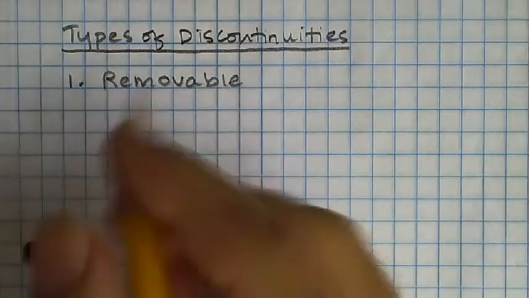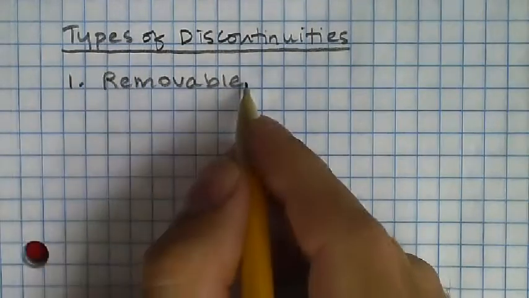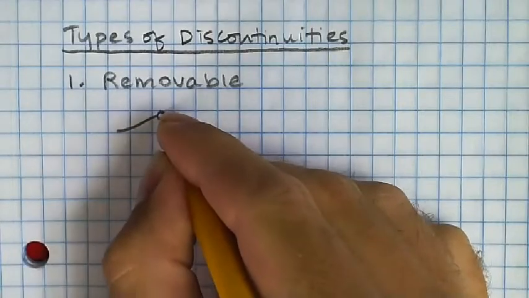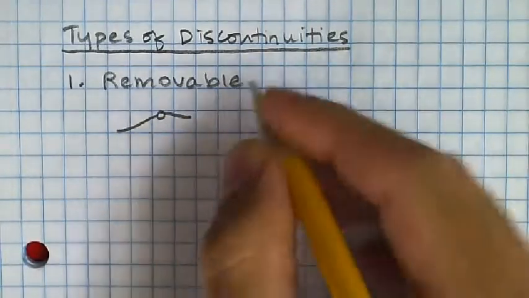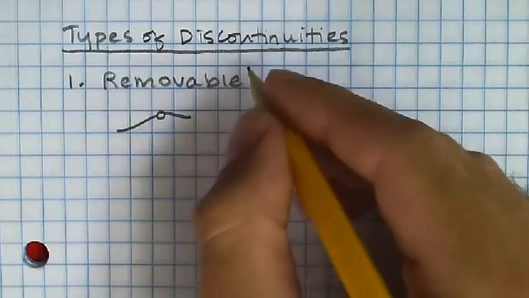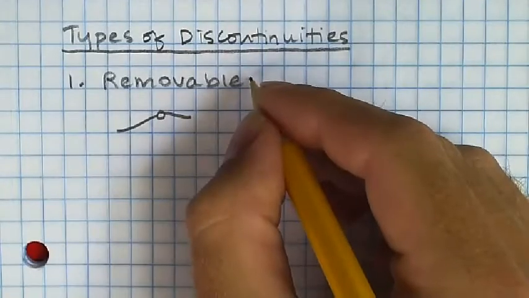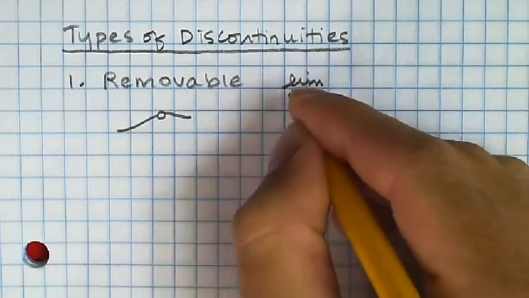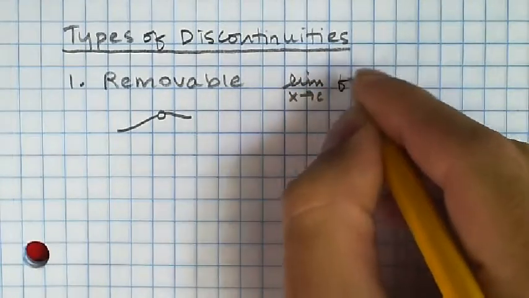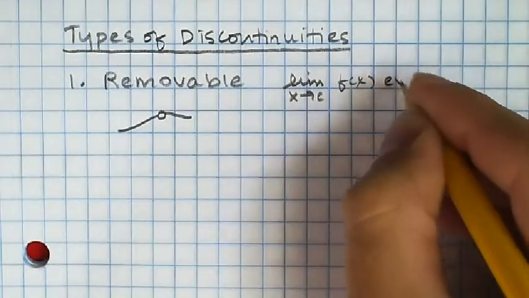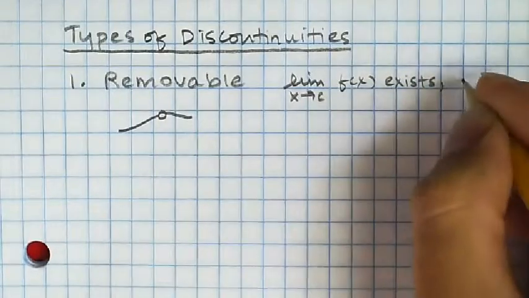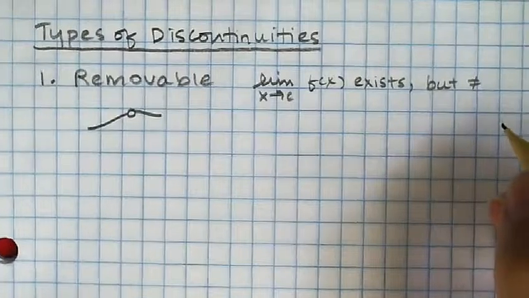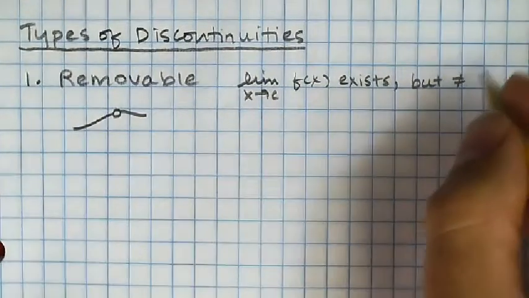But a removable discontinuity is a hole in the graph. Okay, and the key aspect of this is that the limit exists, but is not equal to the value of the function. So, limit as x approaches c of f of x exists, but it's not equal to f of c. I'm just going to slide that over there.